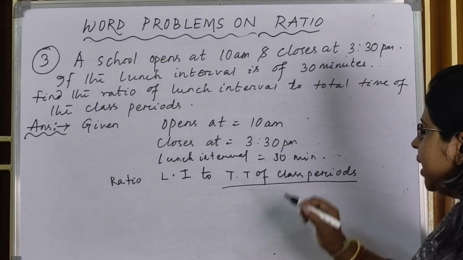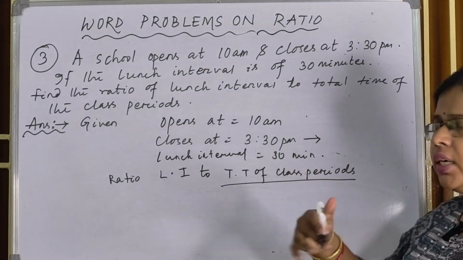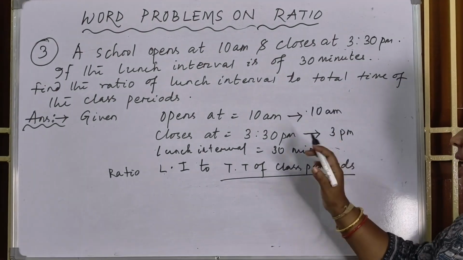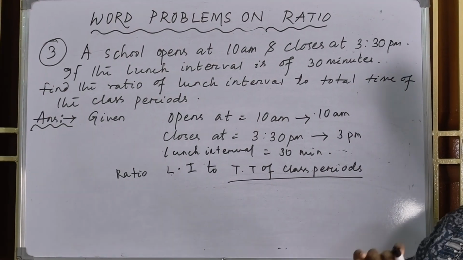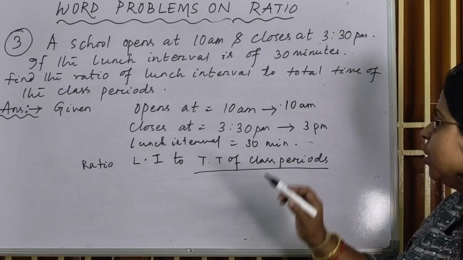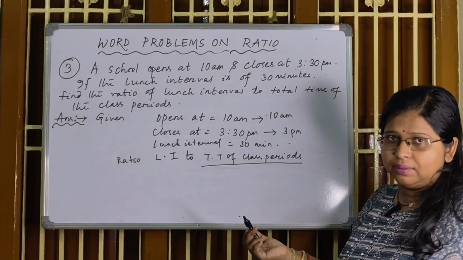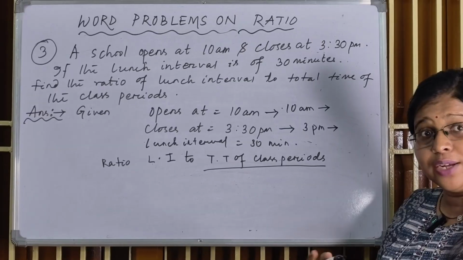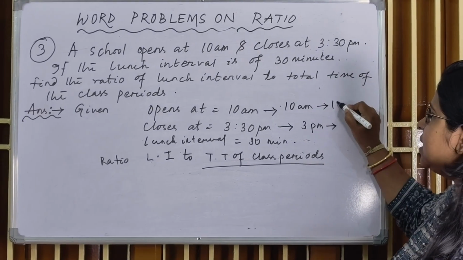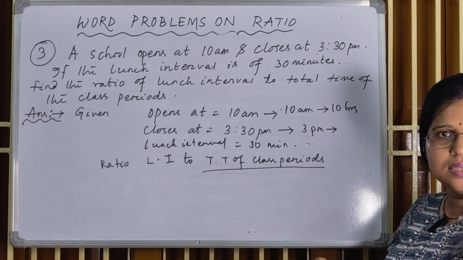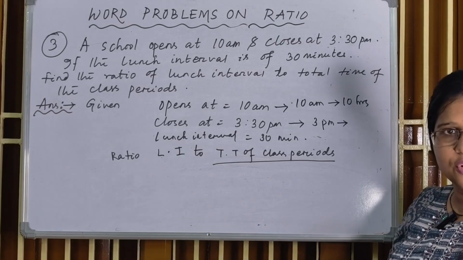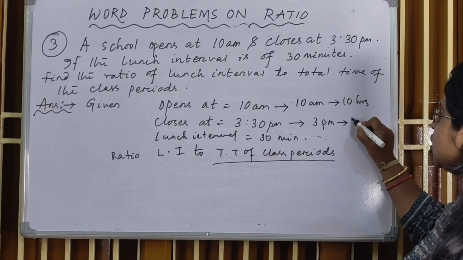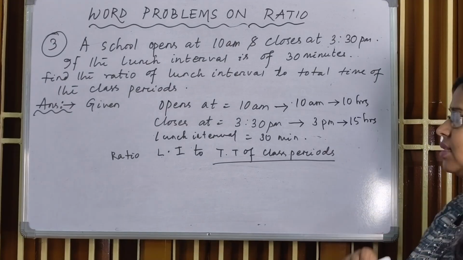So students, from 3:30 pm, 30 minutes is your lunch interval. That means take it as 3 pm. From starting 10 am to 3 pm you are studying in the class, right? So excluding the lunch interval. The lunch interval is for 30 minutes. We will convert 10 am into hours, that will be easy for us. 10 am means 10 hours, and 3 pm we will convert into the 24-hour clock. 3 pm would be added by 12. So 3 plus 12 is 15 hours, right students?